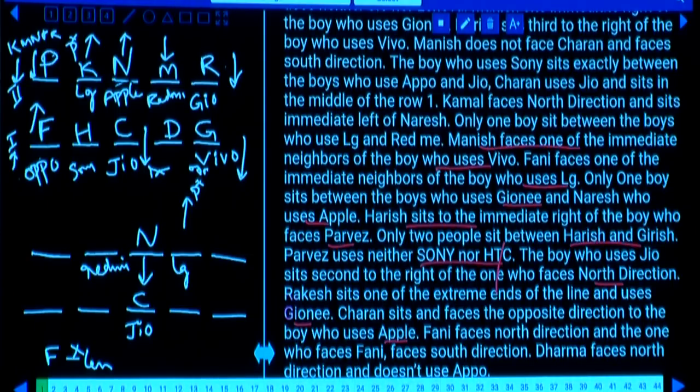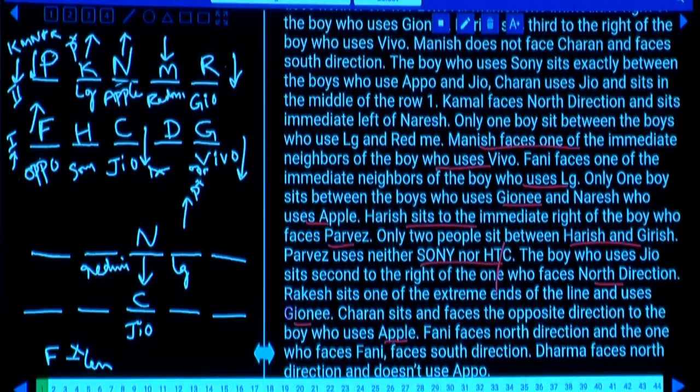Manish faces one of the immediate neighbors of the boy who uses Vivo. Manish is to the immediate right of the boy who uses Vivo. Funny faces one of the immediate neighbors of the boy who uses LG. One boy sits between Gioni and Naresh. Naresh uses Apple. Harish sits to the immediate right of the boy who faces Parvez. Two people between Harish and Girish. Parvez uses neither Sony nor HTC.